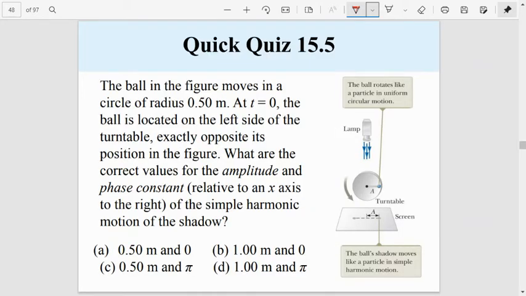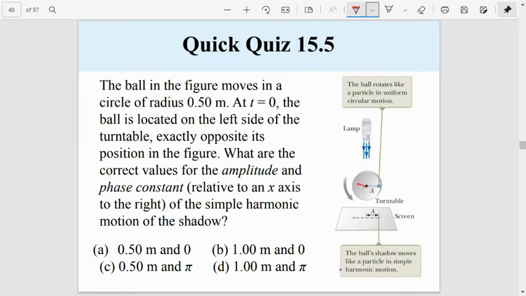So a bit of a quick quiz here. We have the turntable experiment we talked about earlier, and we know the radius is half a meter. Initially, the ball is located on the left side of the turntable, so the ball actually starts right over here, all the way on the left. And we're asked to find the amplitude and phase constant for the simple harmonic oscillation motion of the shadow. So you can imagine that starting off at t equals 0, the shadow is right here, and as the particle moves, the shadow that gets cast will move right and left.